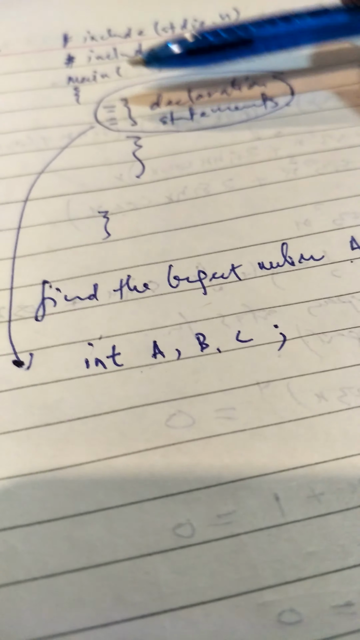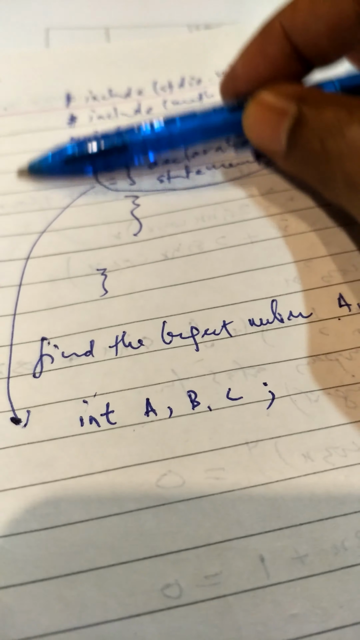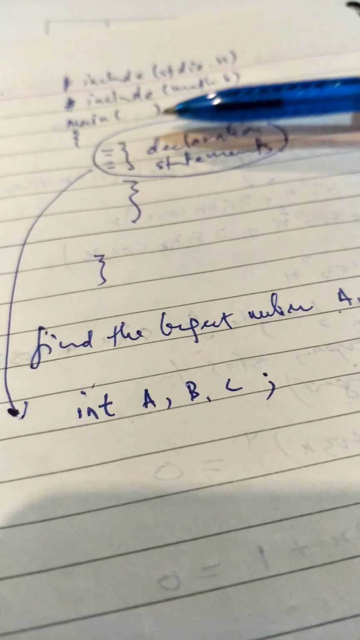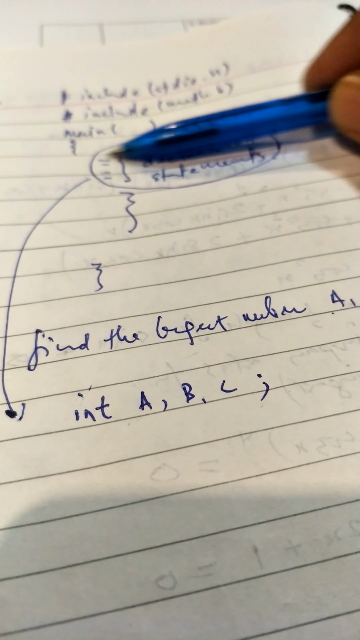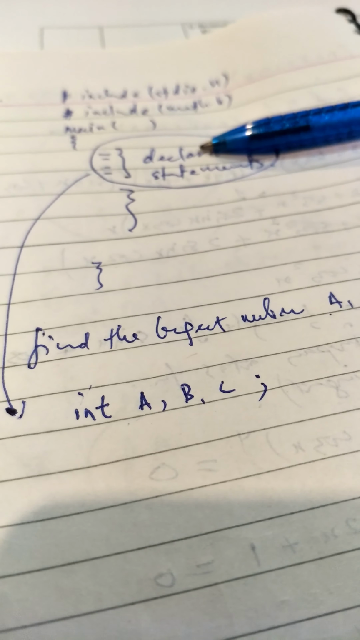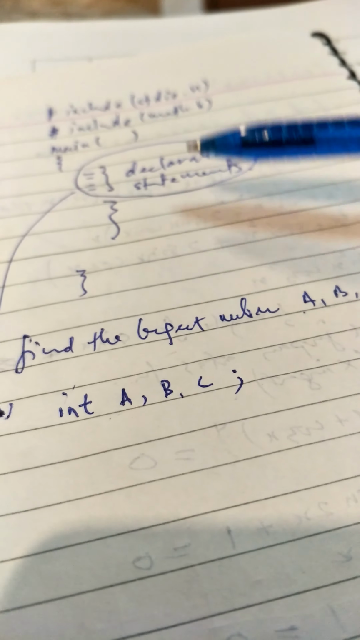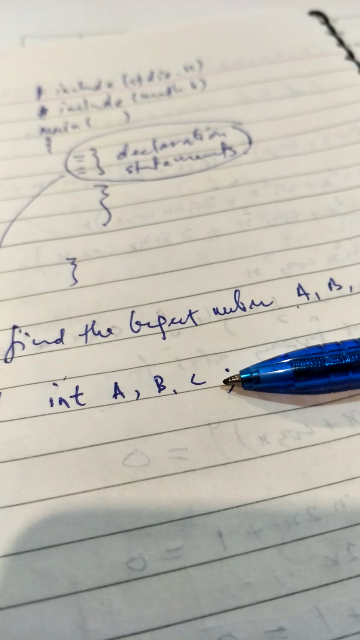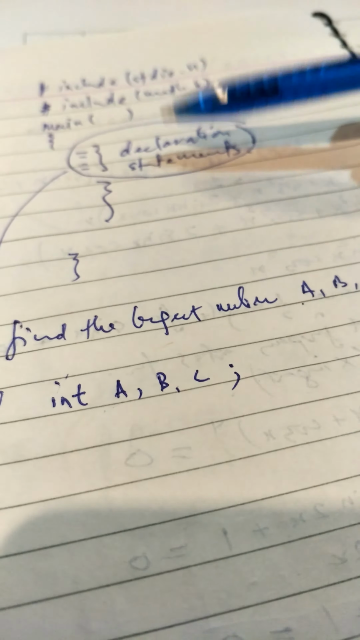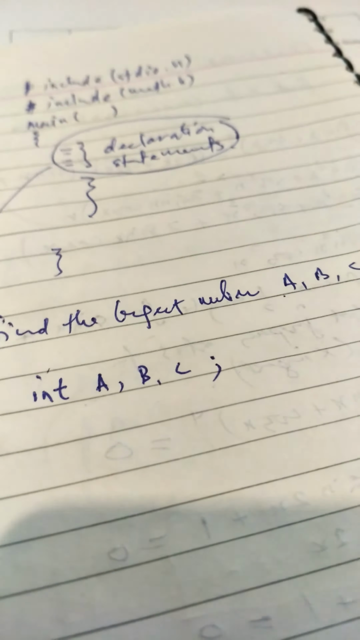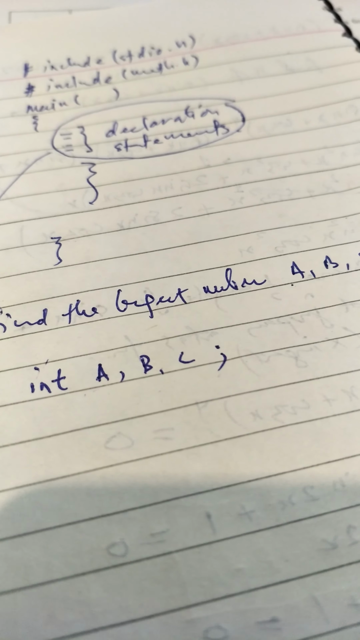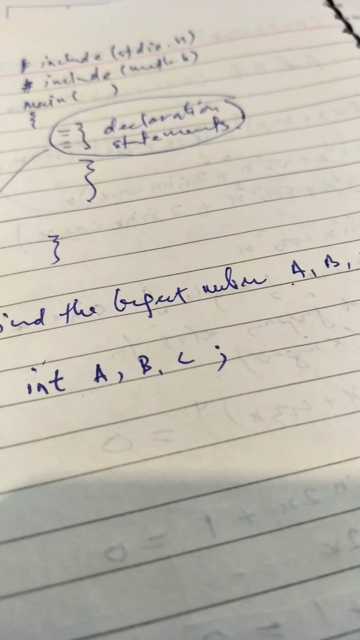Okay, so in the main program here, in the first part, we need to declare this A, B, C as integers. So you can put that here. Okay, this is a very simple example.